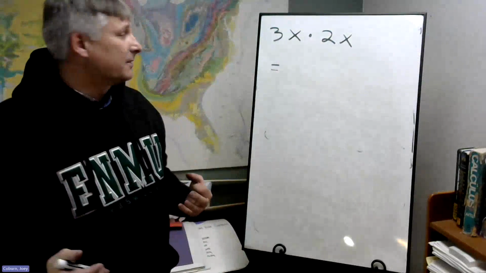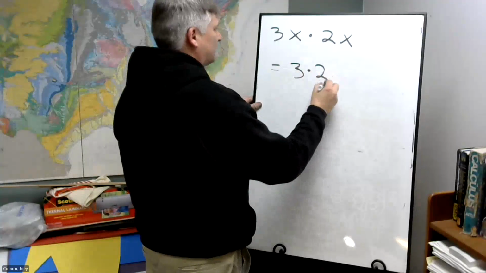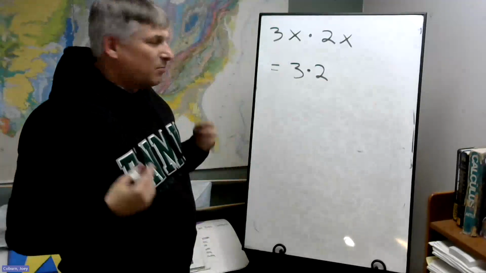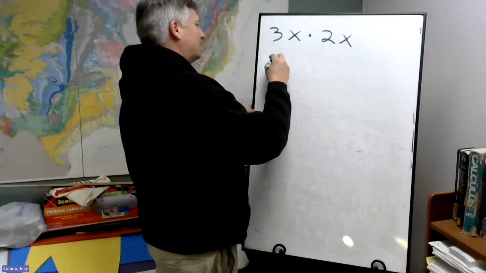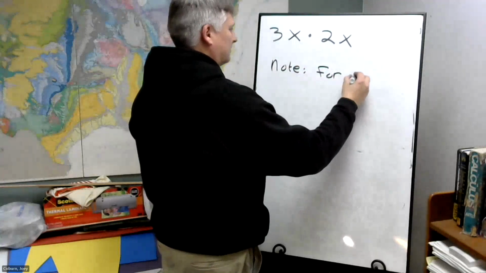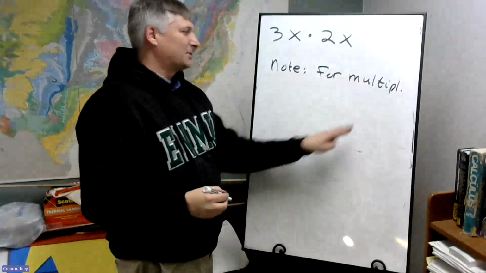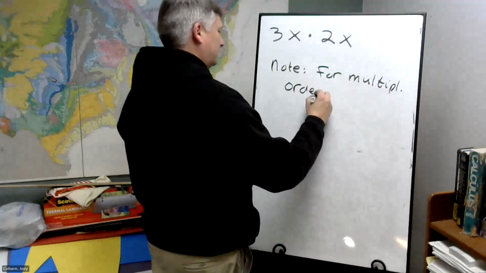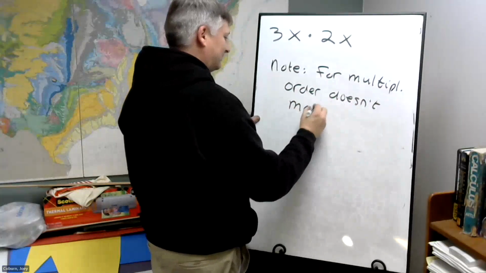When we have a situation like this, we'll multiply the numbers together, and we can switch the order, which we're going to find out. With multiplication, the order doesn't matter. And in fact, let me make a brief note on that. For multiplication, order doesn't matter.